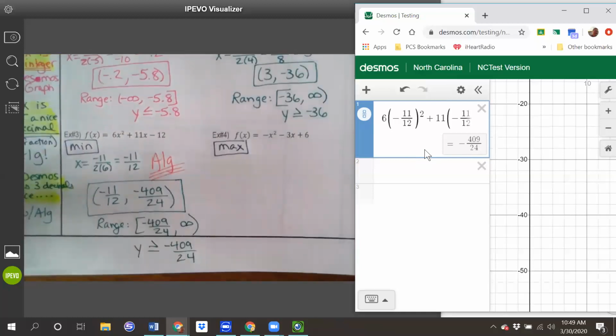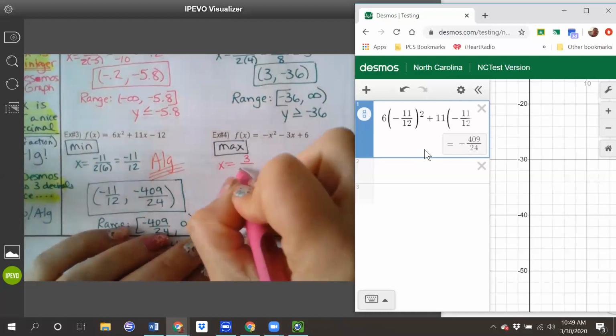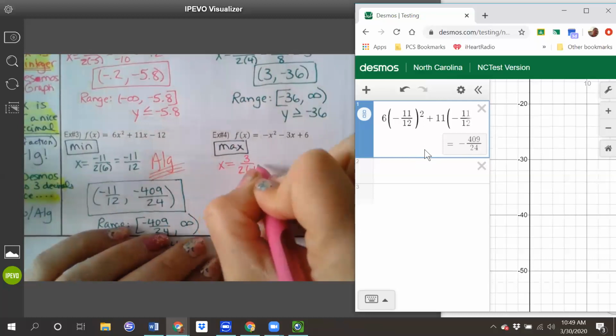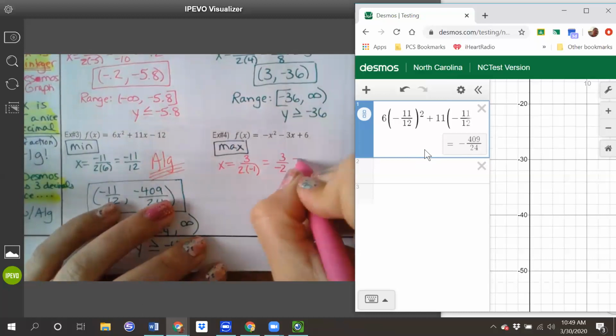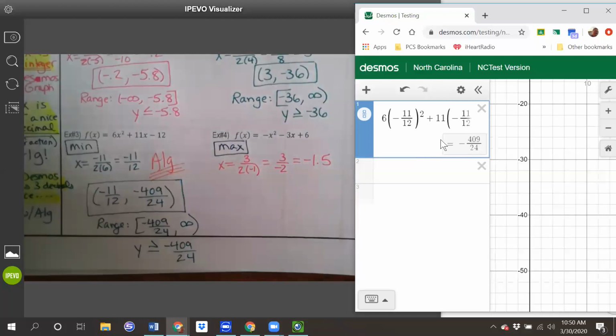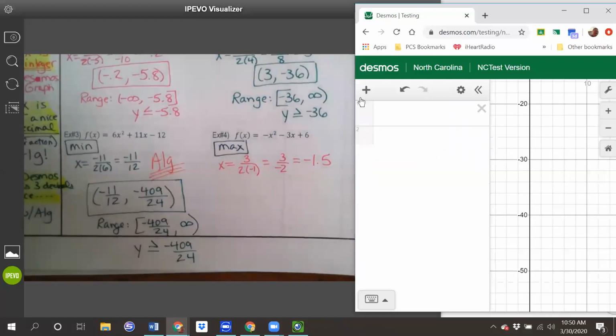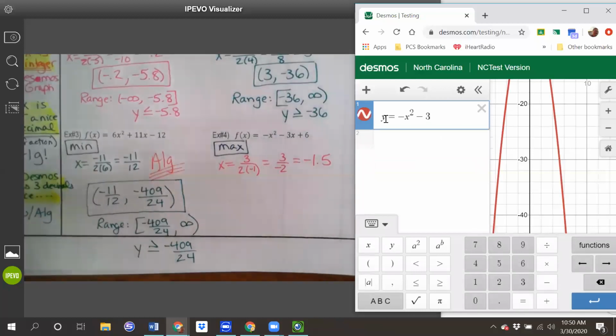All right, let's take a look at number 4. So number 4, I'm going to use x equals opposite of b over 2 times a. So that's going to be 3 over a negative 2, and I know that that is negative 1.5. So I'm thinking that that is going to be an okay enough decimal to put into Desmos. Y equals negative x squared minus 3x plus 6.